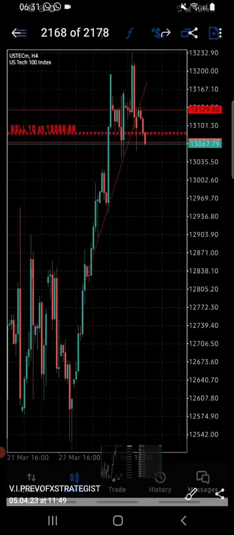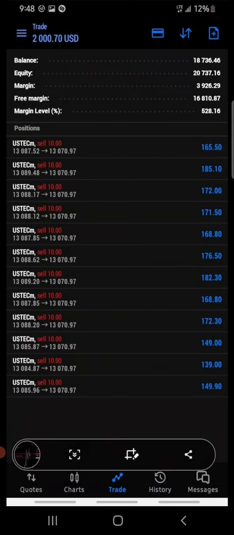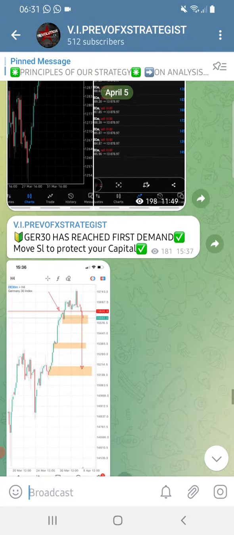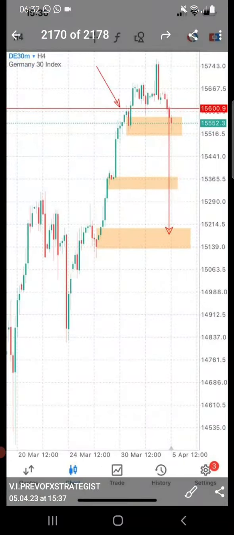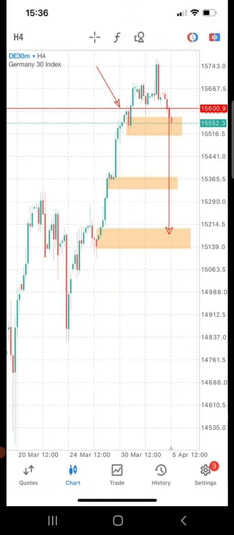Okay, now these are the results from the students. So here German 30 reached the first demand area. When the market reaches the demand zone, it is bound to either retrace before it actually gains the momentum to go past that demand zone. So here we see that German 30 is inside the first demand zone.